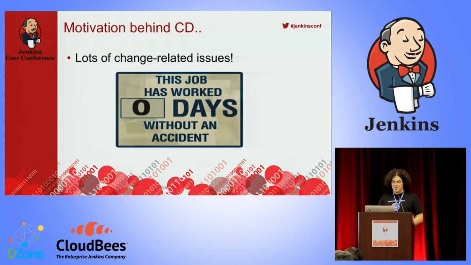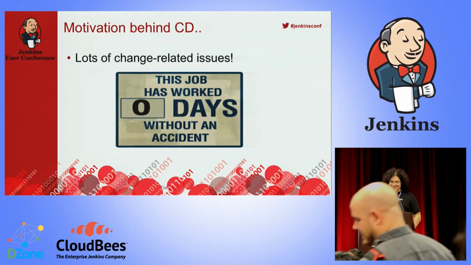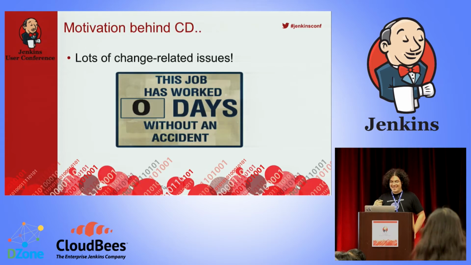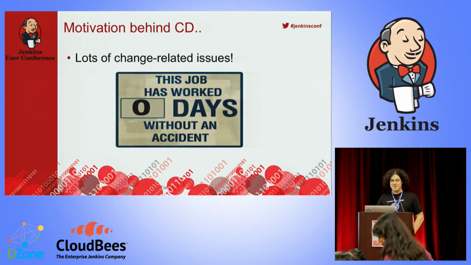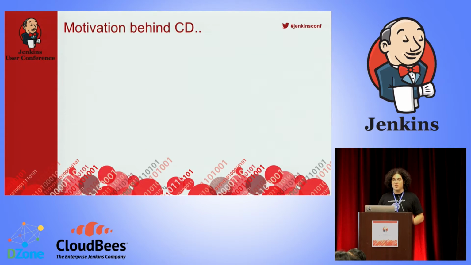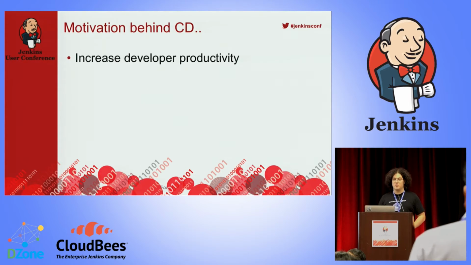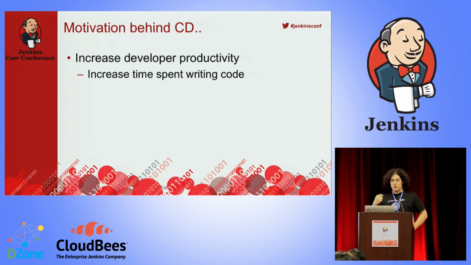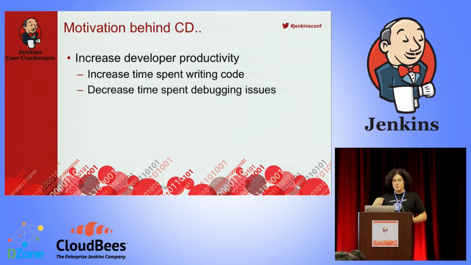So we were looking to reduce change-related issues as much as possible through robust, automated processes that do the heavy lifting for us. We also wanted to increase developer productivity. We wanted to increase the amount of time that our developers spent writing code. That's what they're for. That's what they do best. We want to automate the things that they hate doing, so running tests, validating changes, pushing packages to servers, and leave them with the only process that we couldn't automate, writing code.